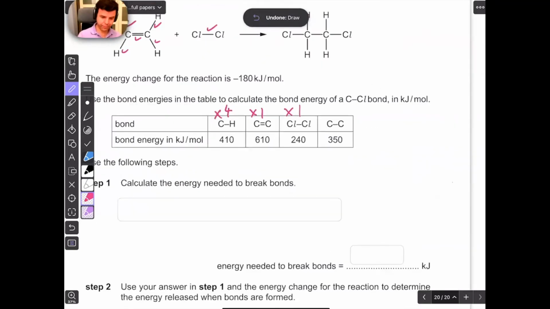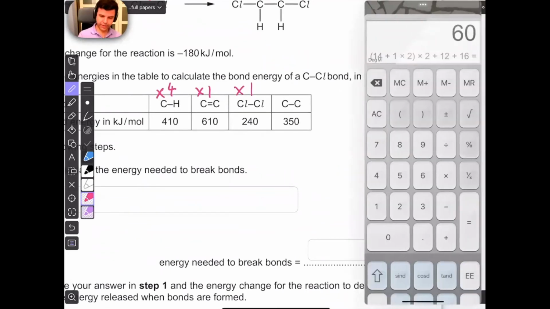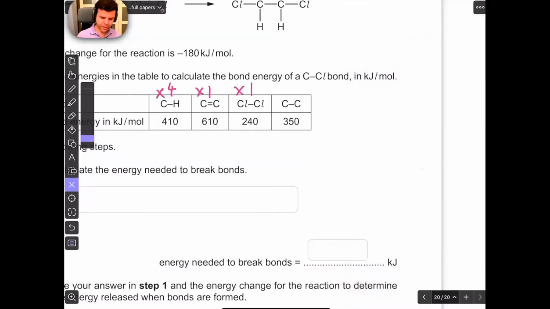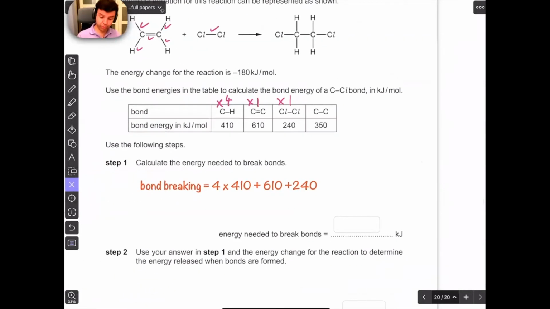You add them up, what are you going to get? You're going to get CH, which is 410 times 4, plus C double bond C, which is 610, plus ClCl is 240, right? So altogether, this is 2,490, okay? So this is the working out of bonds being broken, and this is the endothermic part. That's the amount of energy we wasted while breaking those bonds in the reactants, okay?